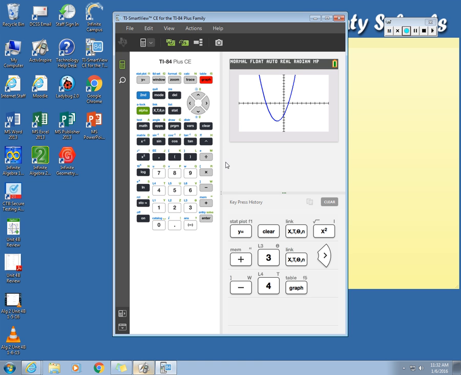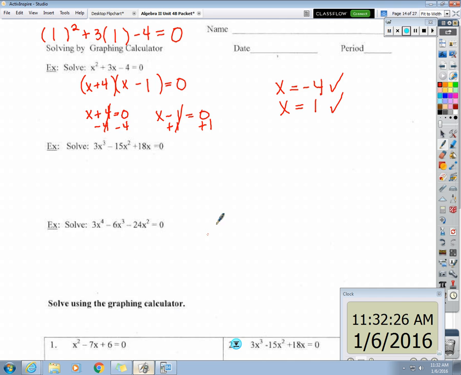How many times does it cross the x-axis? Twice. Where is this one crossing? Negative 4. And where is this one crossing? 1. Weren't those our two solutions? There was. See how many different ways there are to figure out the answer? Now, the reason we have two solutions is because it's degree 2. The highest exponent will let you know how many solutions you're going to end up with.